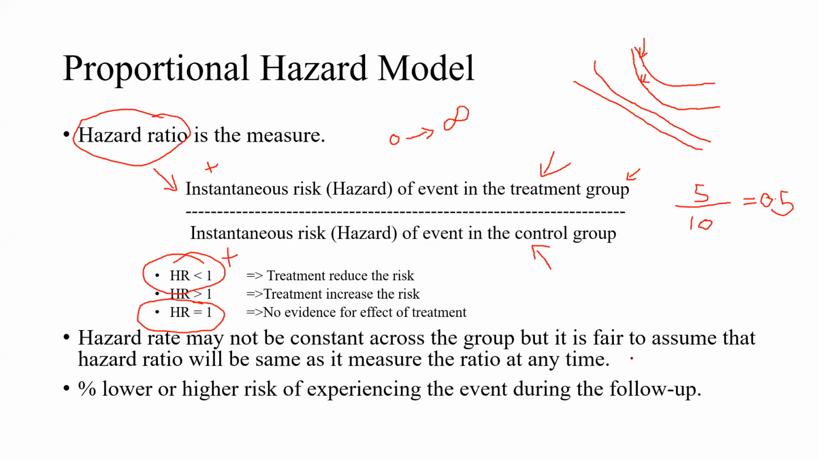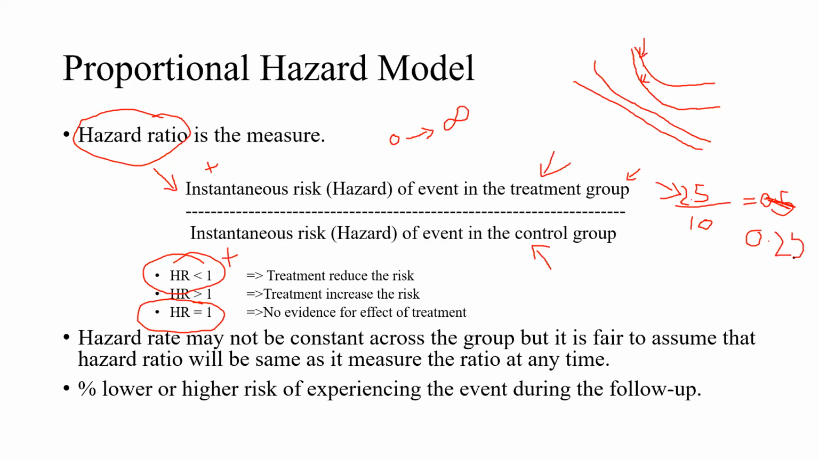And what does this hazard ratio represent? It actually represents a lower or higher risk of experiencing the event during the follow-up. For example, just assume this is our case. So we have seen the hazard ratio is 0.5, or just to make it a bit easier for understanding, because 0.5 is exactly a midpoint, if we have 2.5 divided by 10, this would be 0.25.